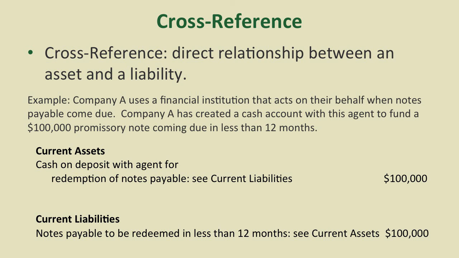So there's a direct relationship between their current asset and their current liability, and particularly this part of $100,000 in the cash and this $100,000 of notes. So there's a direct relationship between these two accounts. So they actually use this cross-reference on the body of the balance sheet to tell you that there's a direct relationship between these two accounts here.